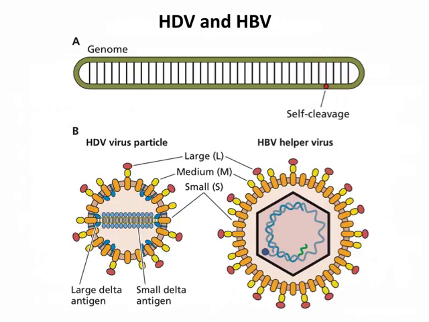So this particle, you might predict, would bind the same receptors as hepatitis B, because it's got the same glycoproteins. And it's correct. The receptor for hepatitis B and delta viruses are exactly the same.